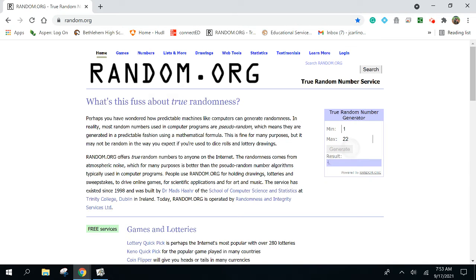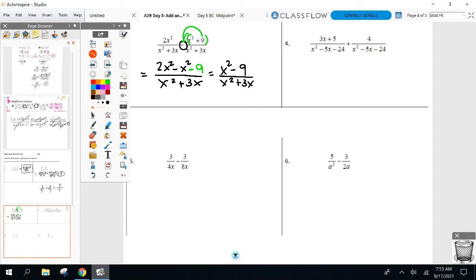That's definitely not simplified. Jeremy, keep going. What can I factor? If you factor x squared minus 9, you get x plus 3 and x minus 3. Yep. Is that it?